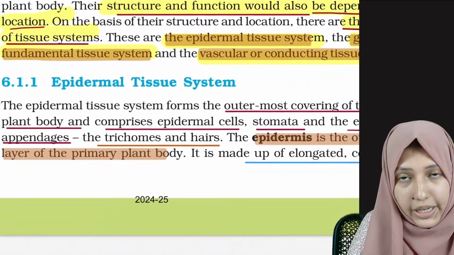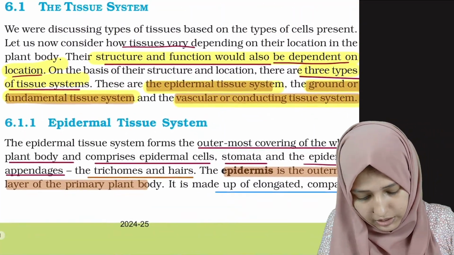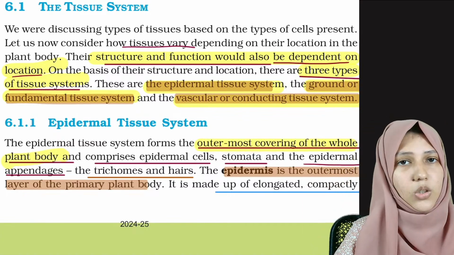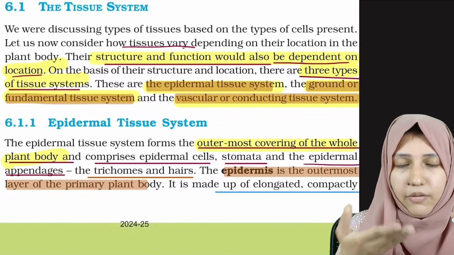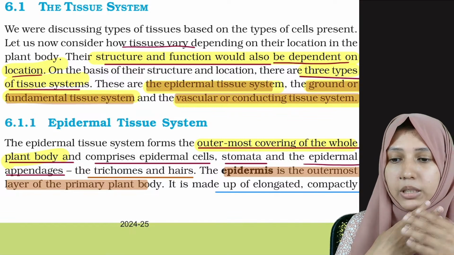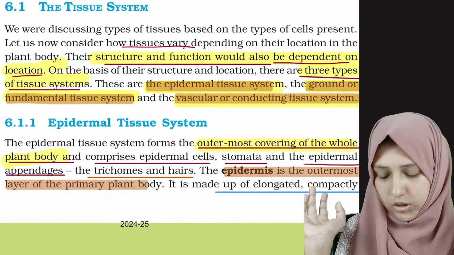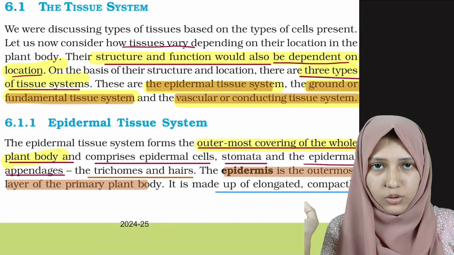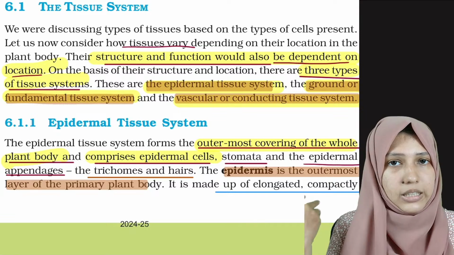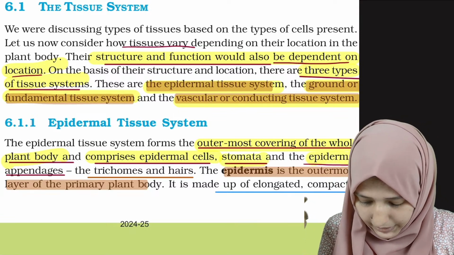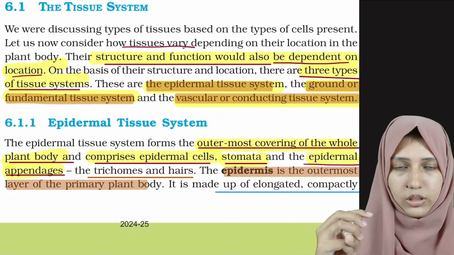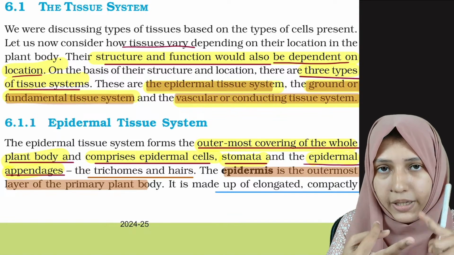Okay, first we will be dealing with the epidermal tissue system. The epidermal tissue system forms the outermost covering of the whole plant body. Epidermis is the outermost layer, as in the human or animal body. So in plants also, the epidermal tissue system is the outermost part of the plant body. Clear? It comprises epidermal cells, stomata and epidermal appendages.